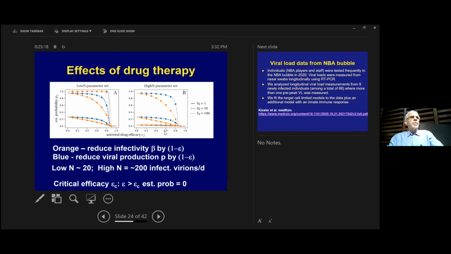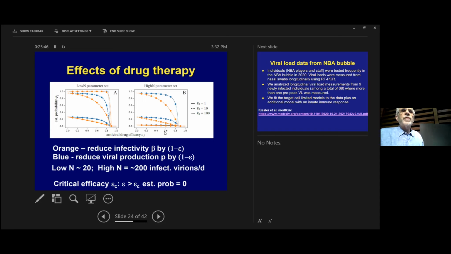And the most interesting finding is that there's something called a critical efficacy, which really corresponds to driving R0 below 1. You can see that in these graphs, where when the drug efficacy gets to be something like 0.9 or close to it, all of these establishment probabilities go to 0. That means you're above the critical efficacy. Before that, the probabilities depend on initial viral load, which are the 3 sets of curves. And you'll also see that drugs that block infection, which are in yellow, are more effective at reducing the establishment probability.